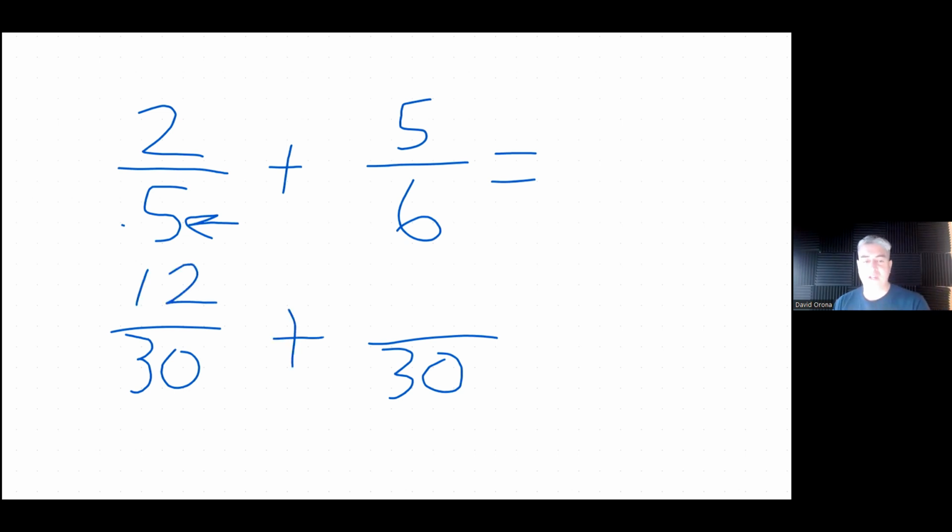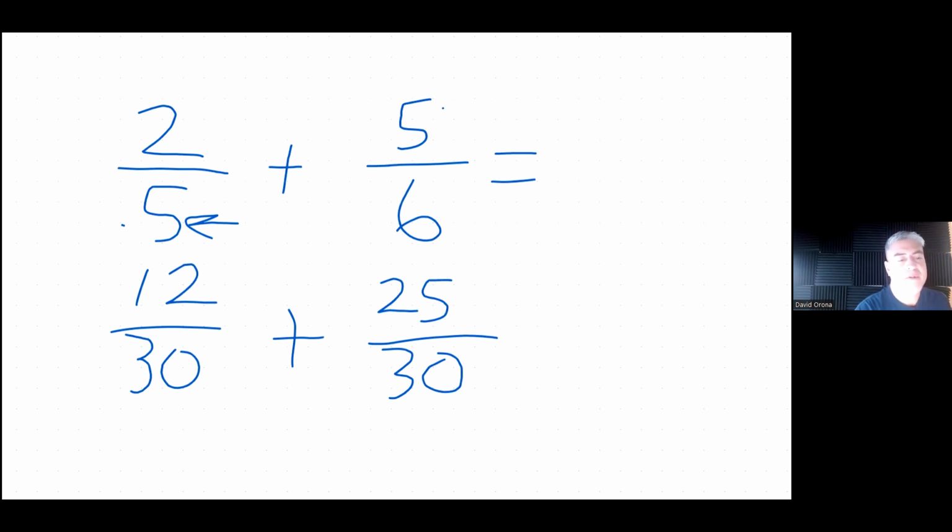Now, other side. What did we multiply 6 by to get 30? Well, we just did the opposite. We multiplied 6 by 5, correct? So now we have to multiply 5 up here times 5. Well, what's 5 times 5? It's 25.